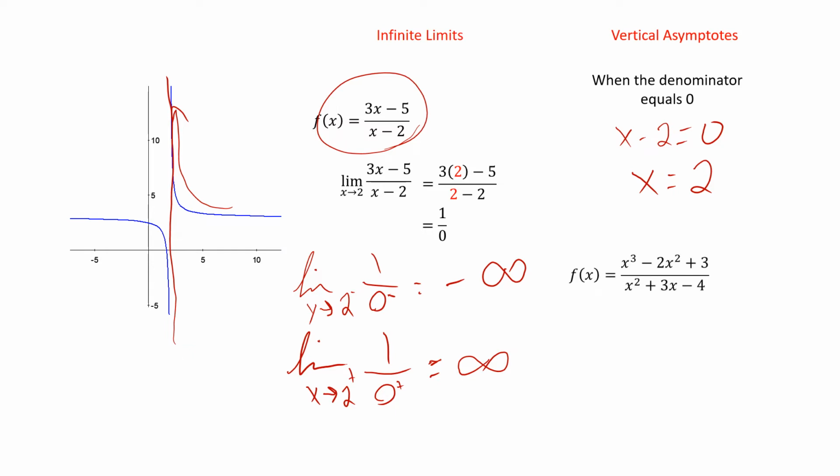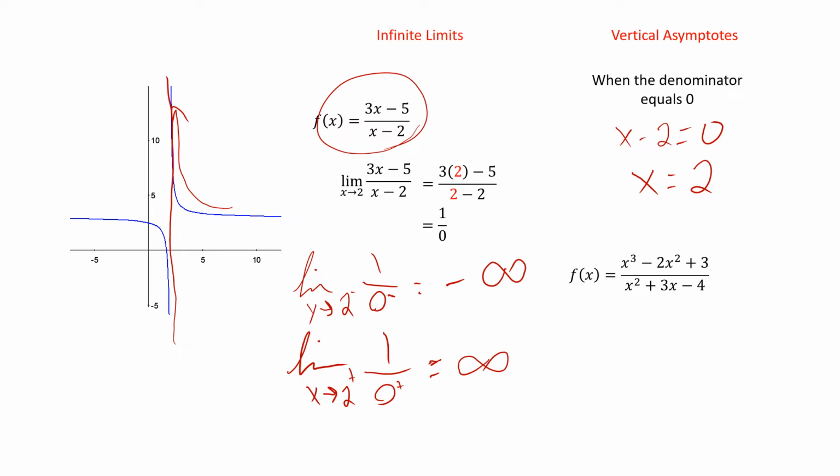If we have one that's just a little bit bigger, say f of x equals x cubed minus 2x squared plus 3 over x squared plus 3x minus 4, first of all, we don't really need to worry about the top. Now, it actually is a good idea to factor the top and factor the bottom. We're going to have to factor the bottom anyway, because common factors make holes. They don't make vertical asymptotes.